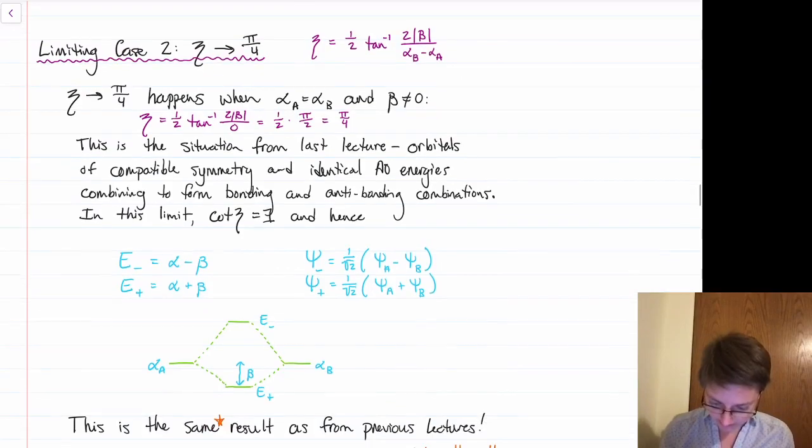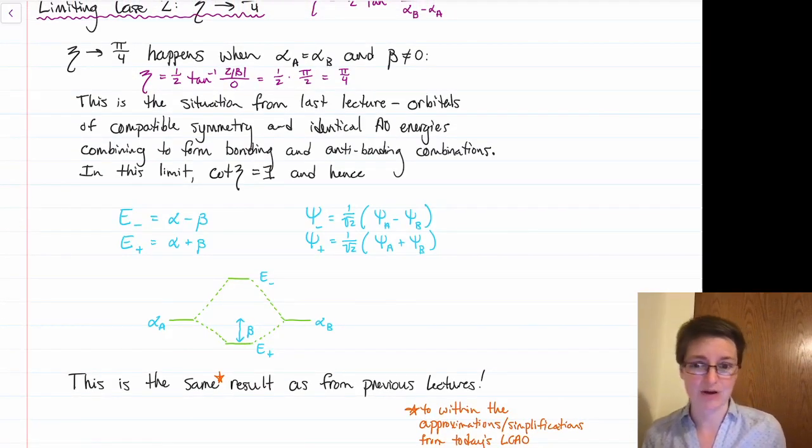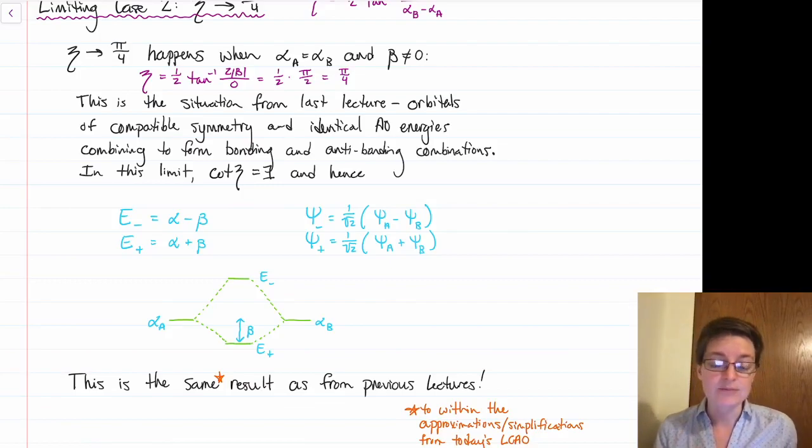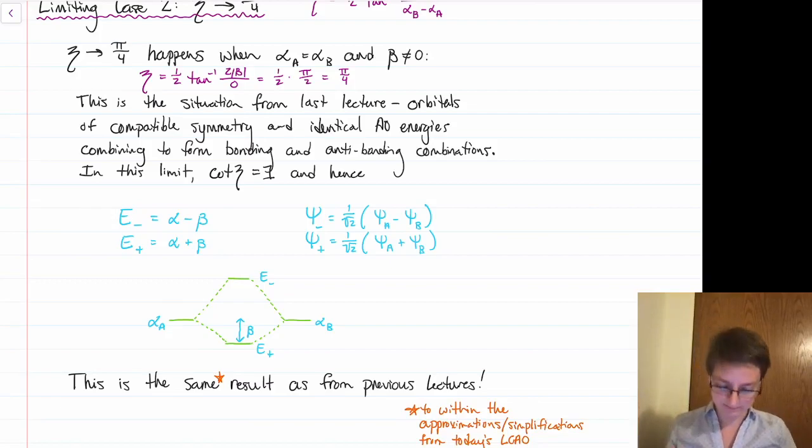So this is our situation from last lecture. Orbitals with compatible symmetry and identical AO energies are going to combine together to form bonding and anti-bonding combinations. In this limit, cotangent of pi over 4 is equal to 1, and hence our bonding orbital is going to be the energy of the AO plus this beta stabilization factor. Remember, beta is negative, so plus beta is going to lead us downhill in energy. And then similarly, our anti-bonding orbital is going to be the opposite. It's going to have this beta stabilization, but minus beta to raise us up in energy.